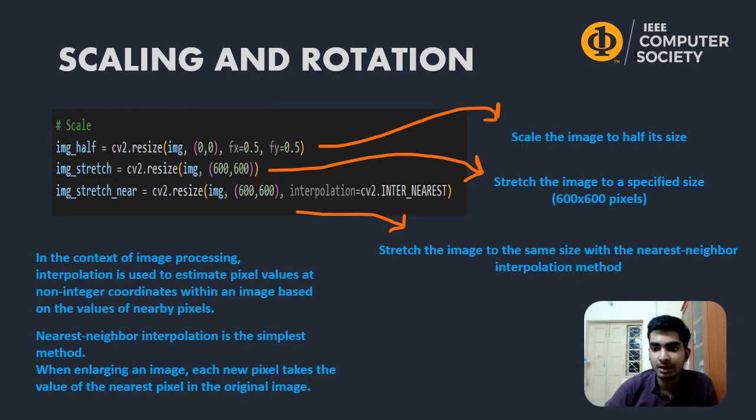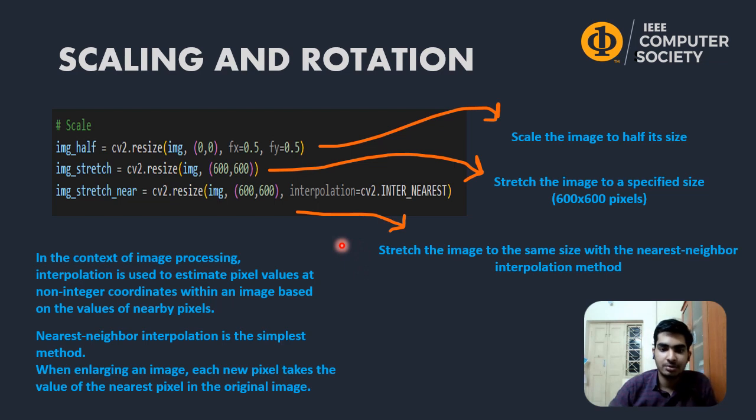Now we will see something related to scaling and rotation. We are using the cv2.resize function to scale the image to whatever size you want. Here I have given parameters as fx equals 0.5, fy equals 0.5, which means that the image is scaled to half of its size. If you want to stretch the image to a particular size, we can specify it in the form of pixels. Here I have stretched the image to 600 by 600.